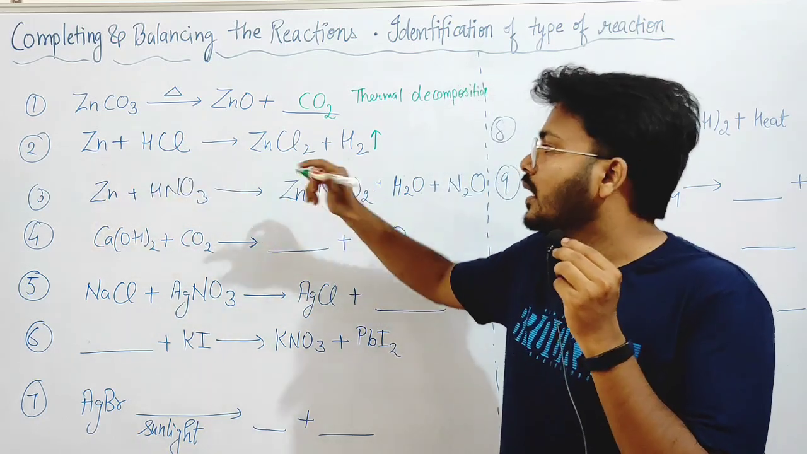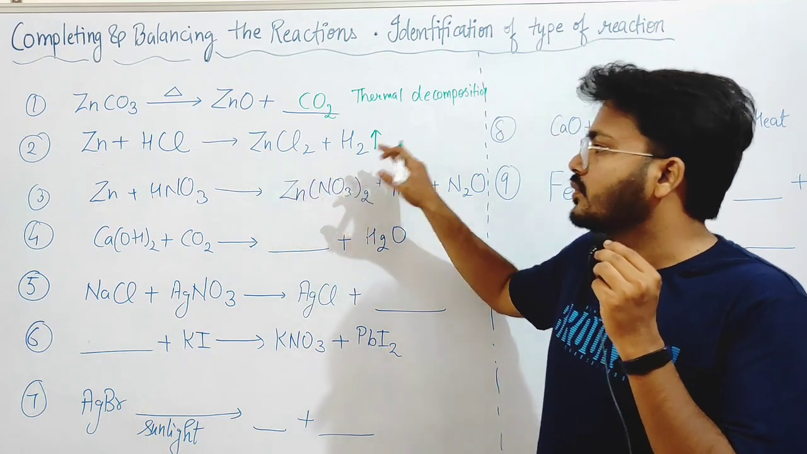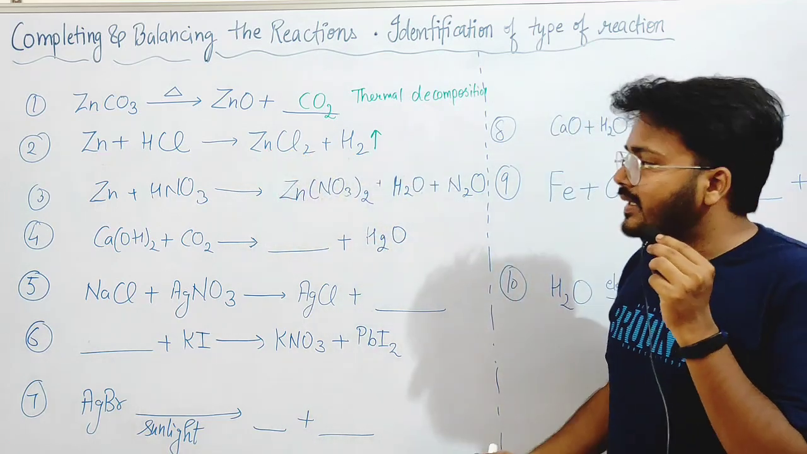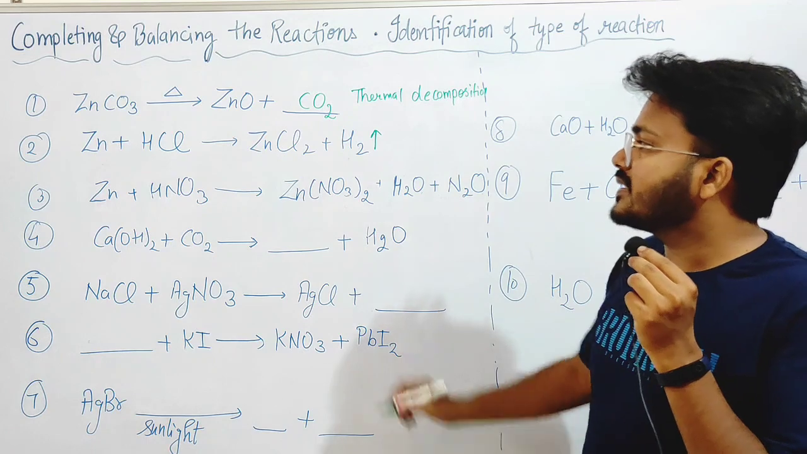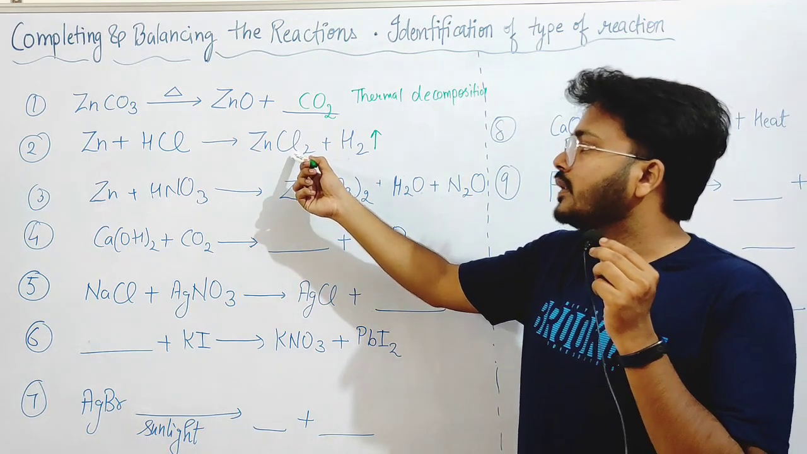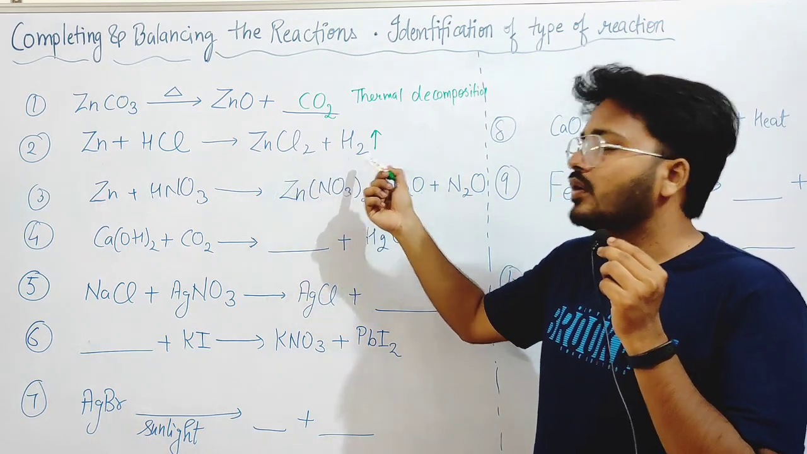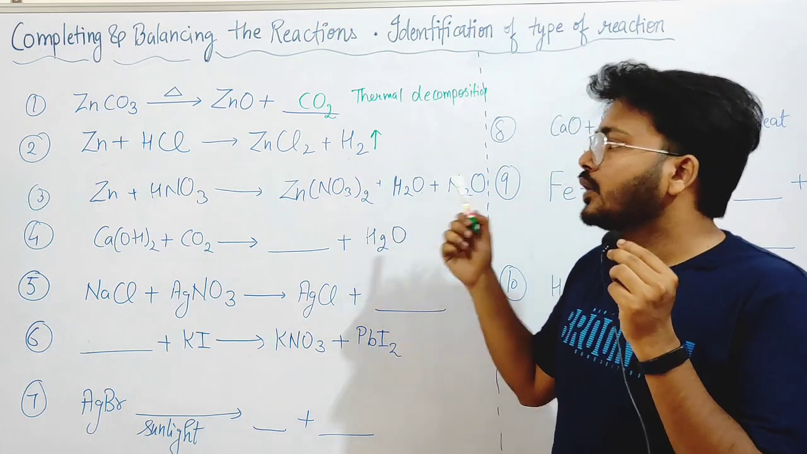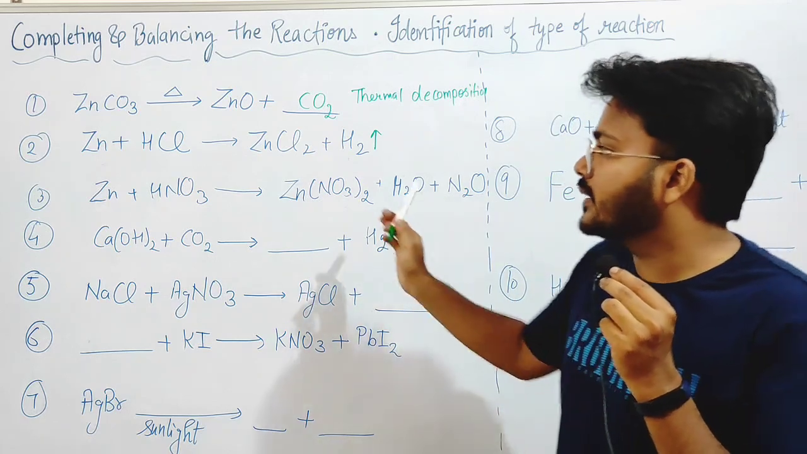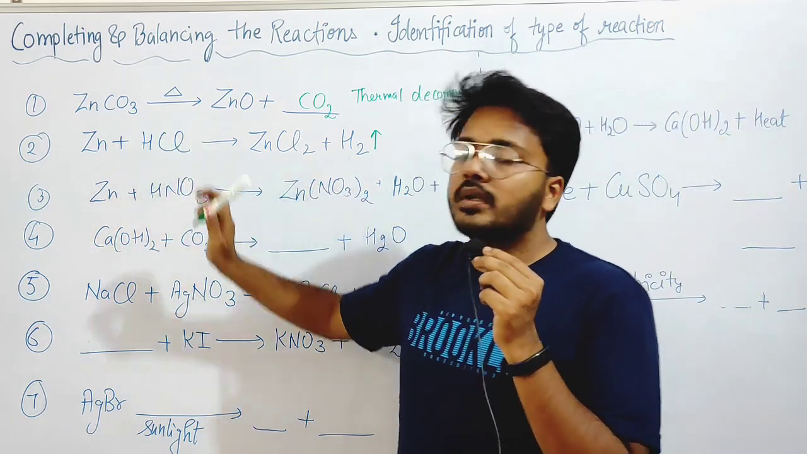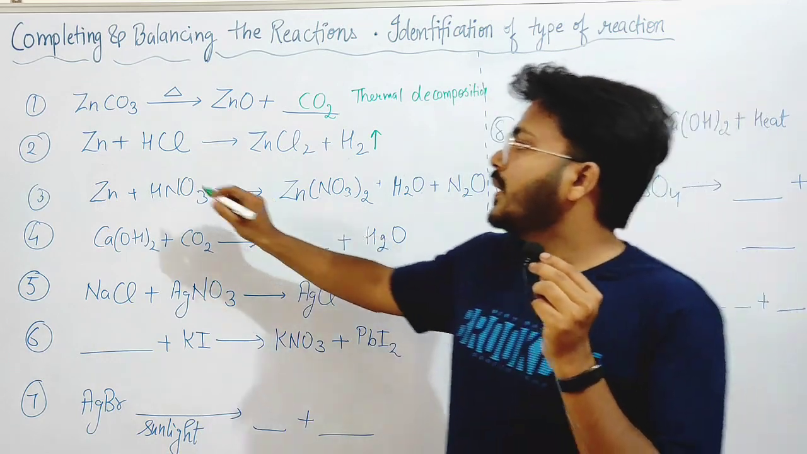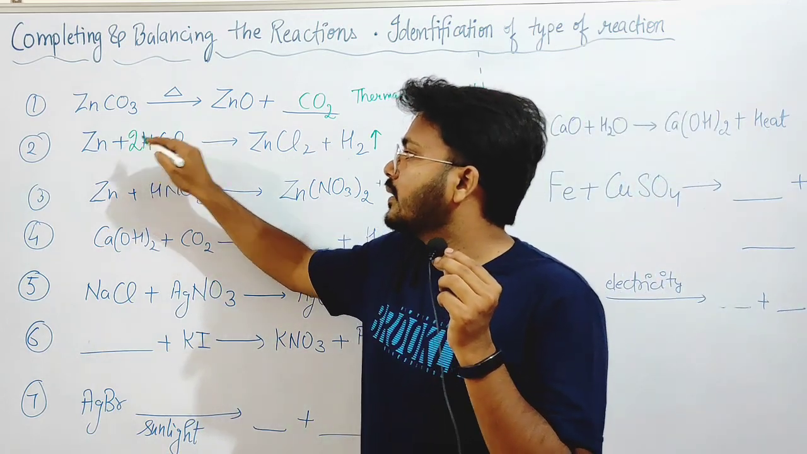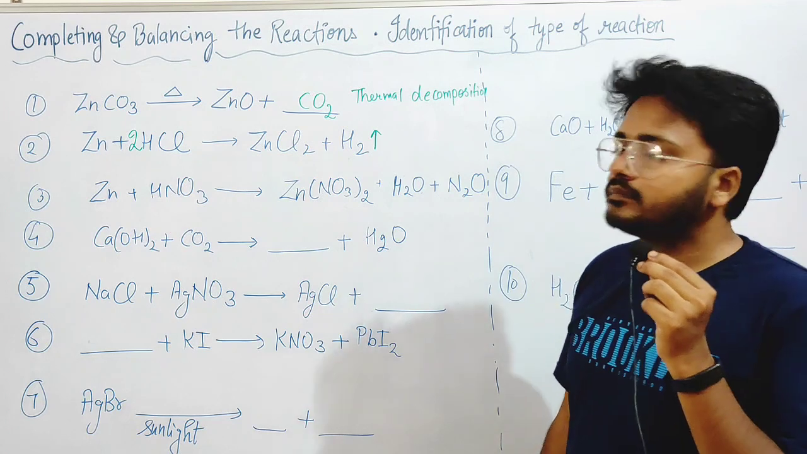In this reaction, metal salt is formed and hydrogen gas is liberated. Let's balance the reaction. You can see that chlorine on the right hand side and hydrogen on the right hand side, they are 2 in number, but on the left hand side they both are single. So by multiplying by 2 we can balance the second reaction.